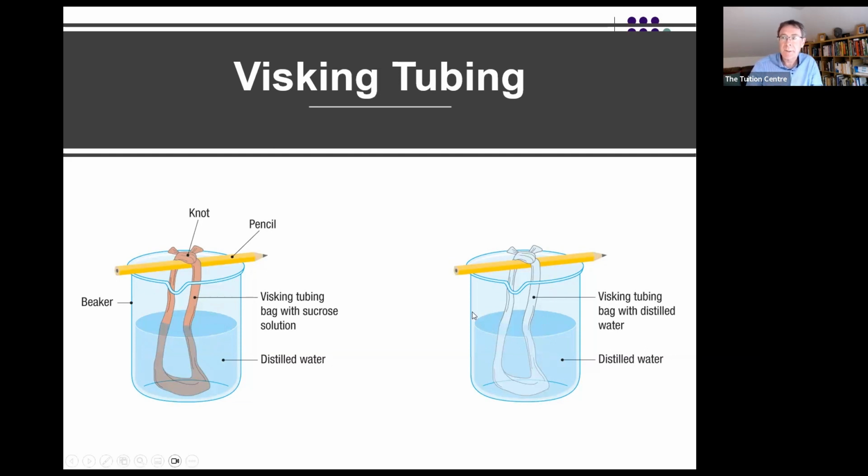On the right-hand side, you've got a control. So what happens in this experiment, and we're going to look at experiments in detail later on in the year, is that after about half an hour, you notice that the visking tubing swells up, it becomes turgid. You take the mass of it, it's increased in mass. You measure the volume of it, it's increased in volume.